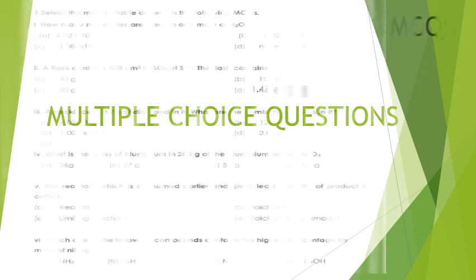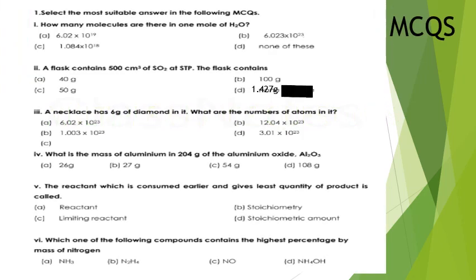The number of molecules present in 1 mole of water, that is 6.02 × 10^23. Very simple answer is this one. A flask contains 500 cm3 SO2 at STP. The correct option is 1.427.